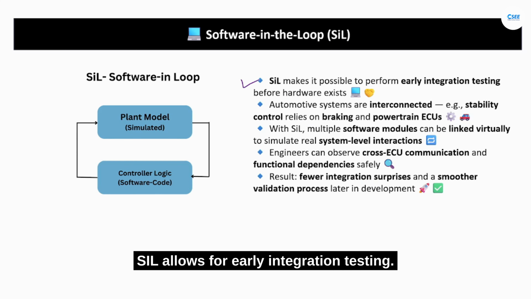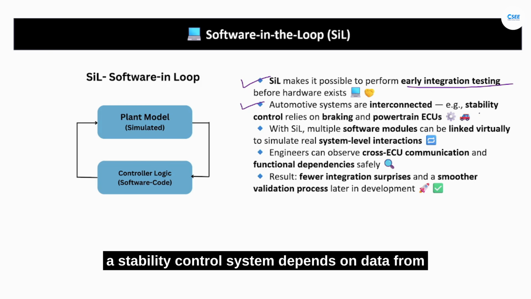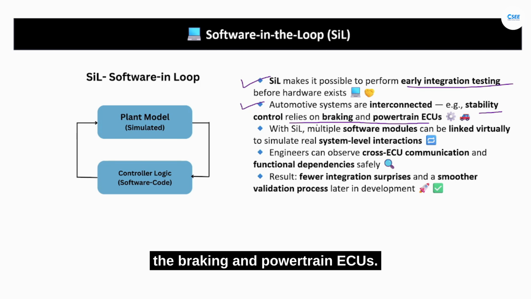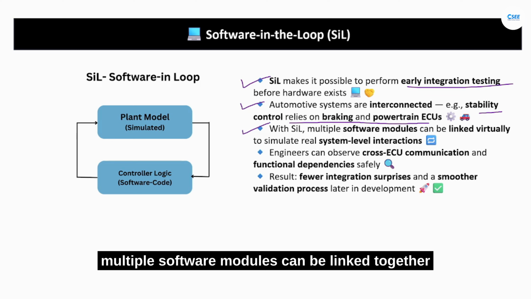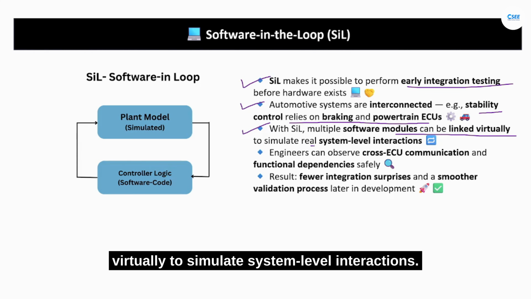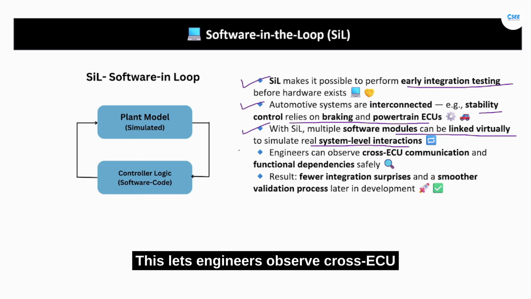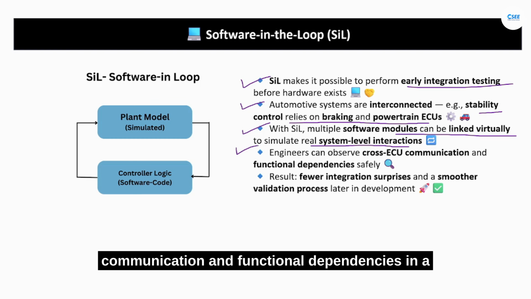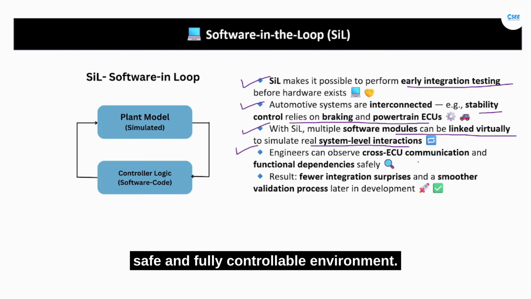Moreover, SiL allows for early integration testing. Automotive systems are rarely standalone. For example, a stability control system depends on data from the braking and powertrain ECUs. With SiL, multiple software modules can be linked together virtually to simulate system level interactions. This lets engineers observe cross ECU communication and functional dependencies in a safe and fully controllable environment.